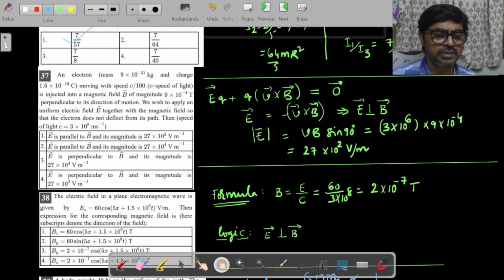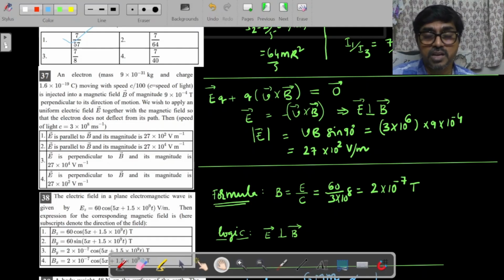An electron of mass 9 into 10 power minus 31 kg and charge 1.6 into 10 power minus 19 coulomb, all standard values, moving with a speed of c by 100, where c is the speed of light. Very good. It is injected into a uniform magnetic field of magnitude 9 into 10 power minus 4 Tesla, perpendicular to its direction of motion. So okay, 90 degrees. Very good. We wish to apply a uniform electric field E together with the magnetic field so that the electron does not deflect from its path. So it should not deflect.